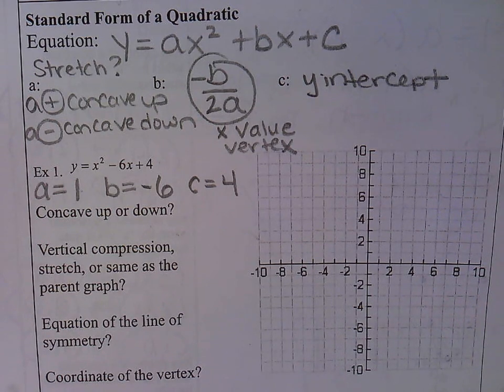Now, what happens if I write my equation backwards? What value is A in this equation? A always goes with which variable? The squared. So this is not written in standard form, and before you start the problem, you need to rearrange it so your x squared term comes first. So A is always connected to the x squared, no matter where it's written in the equation. Wherever the x squared is, that's your A value.